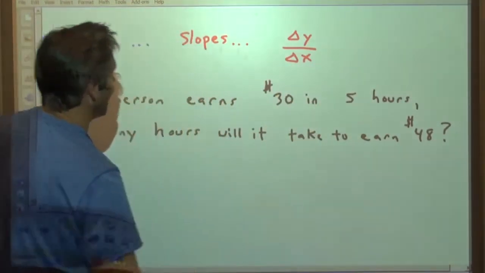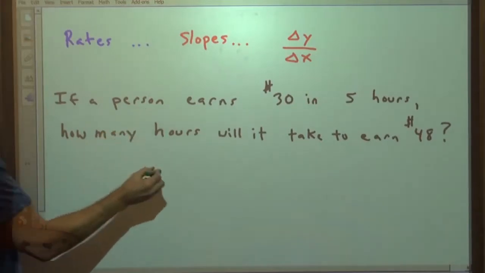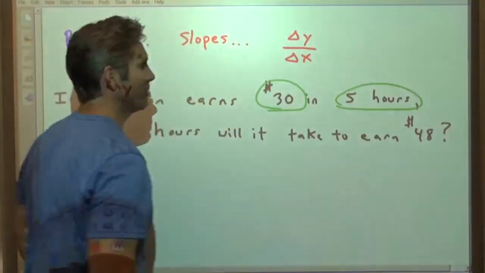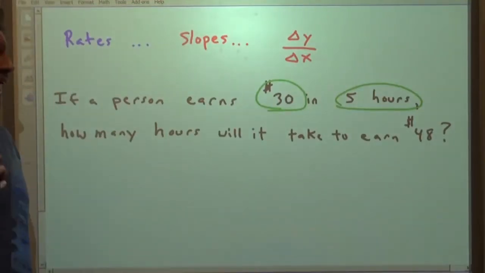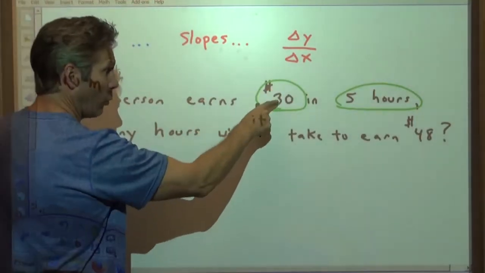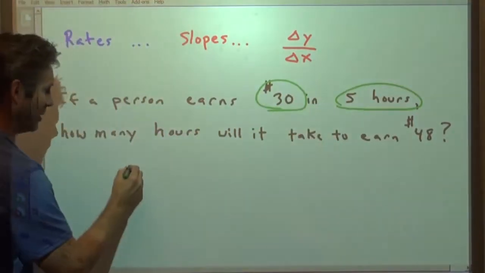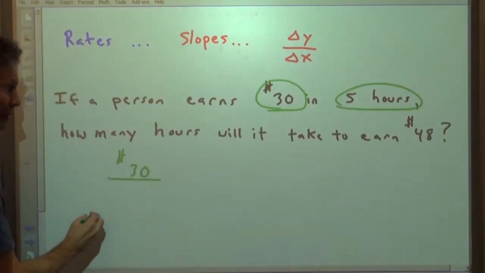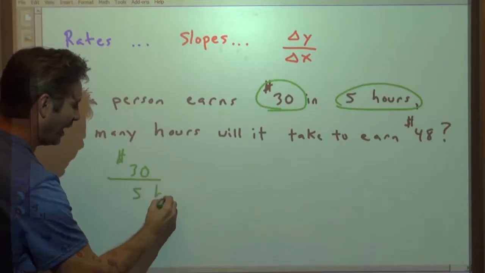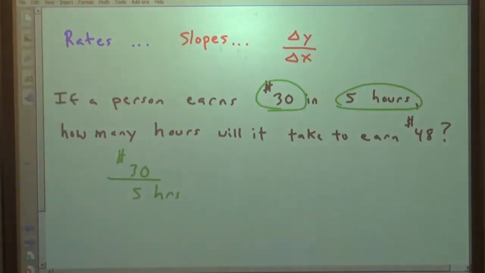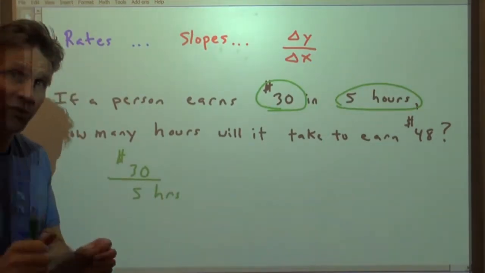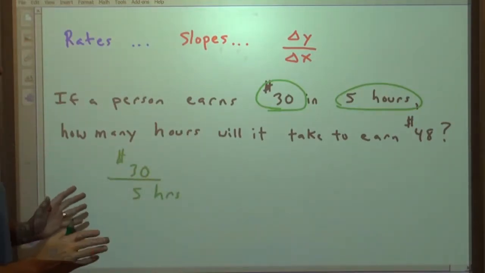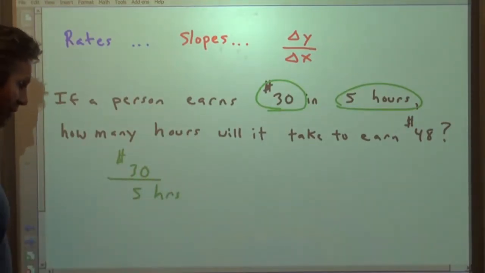So keeping that in mind, if a person earns $30 in 5 hours, that's a rate of change. That is a slope. Consider this y, and that's x. So it's a rate of change. Change in y, we're gaining $30 as we go over 5 hours. So it's just like slope. Now, let's make another slope, another rate of change out of the second piece of information. How many hours will it take to earn $48?